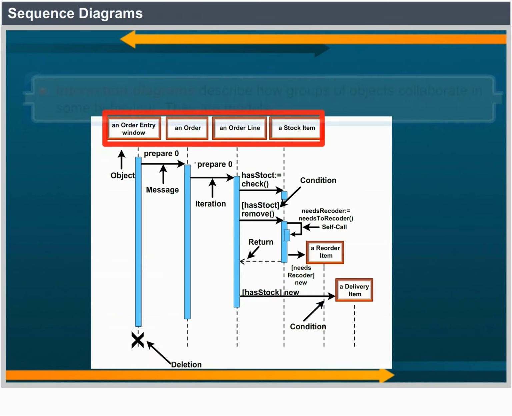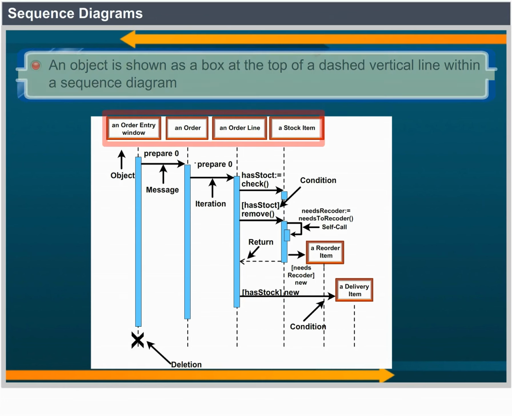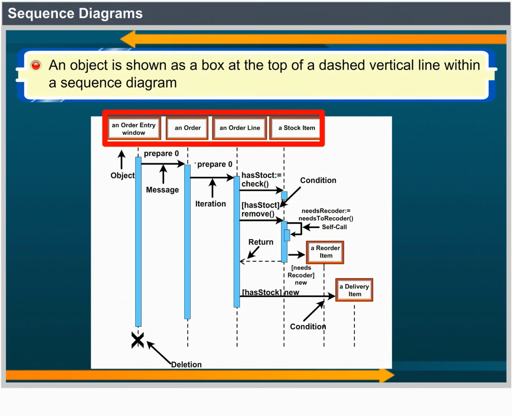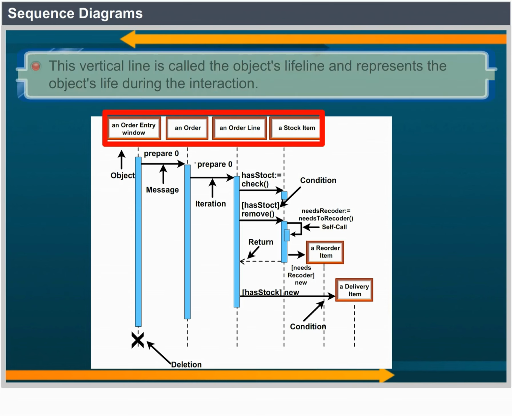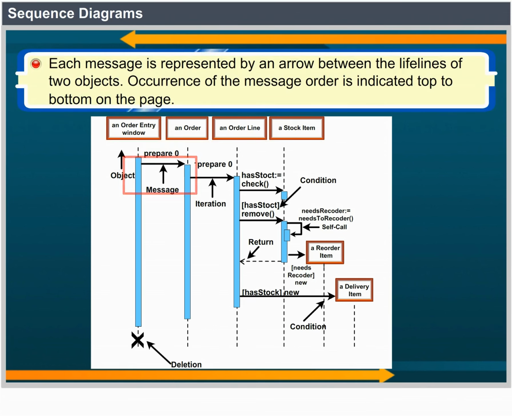Sequence diagram. Interaction diagrams describe how a group of objects collaborate in some behavior. They are modeled as follows. An object is shown as a box at the top of a dashed vertical line within a sequence diagram. This vertical line is called the object's lifeline and represents the object's life during the interaction. Each message is represented by an arrow between the lifelines of two objects.